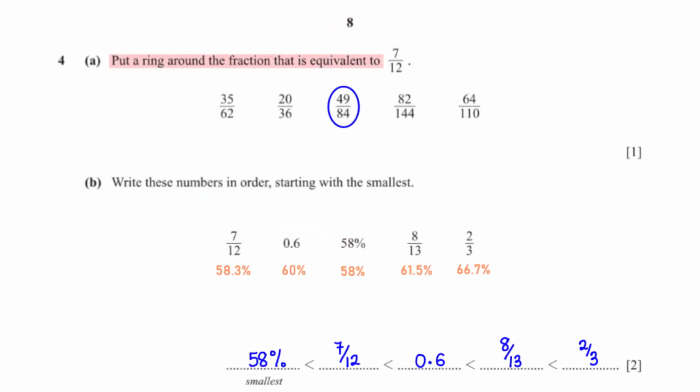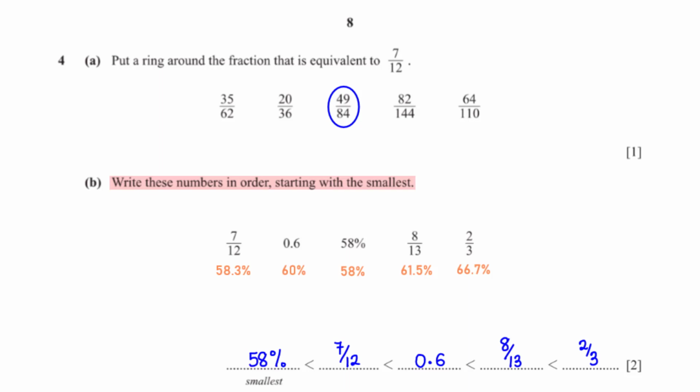Put a ring around the fraction that is equivalent to 7/12. This fraction is 49/84. When we type 49/84 into the calculator, we see that it simplifies to 7/12.